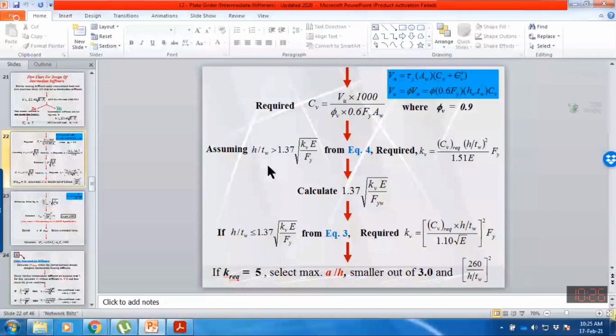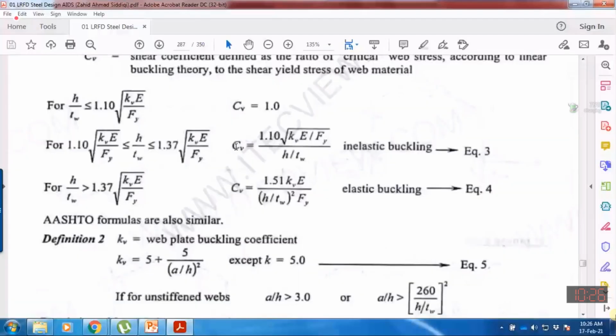than the height of the web over thickness of the web ratio, then the kV value that you have computed is the final. But if the height of the web over thickness of the web comes lesser than this parameter, then you need to revise the kV value by using equation number 3, because now this condition will be applicable. So you will substitute the CV value here and then compute the kV value from equation 3. But most of the time this condition will satisfy equation number 4.